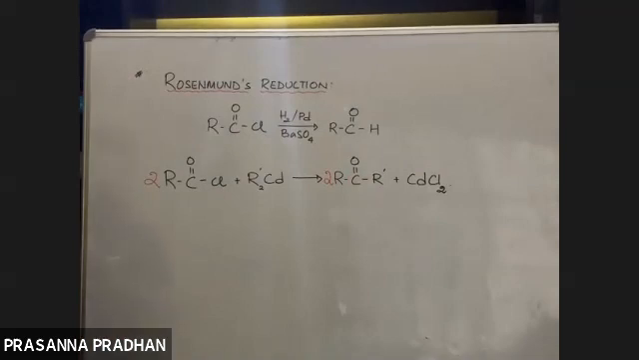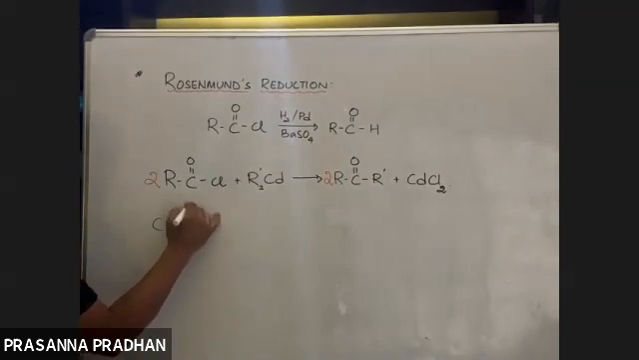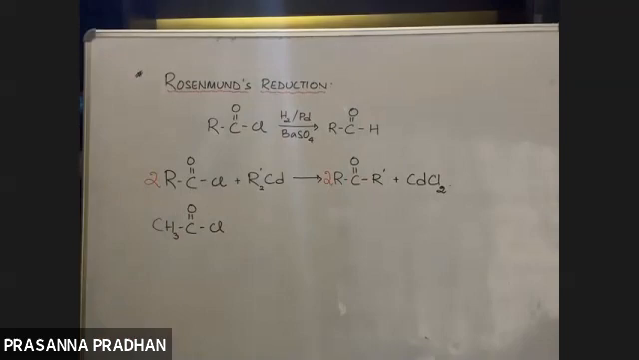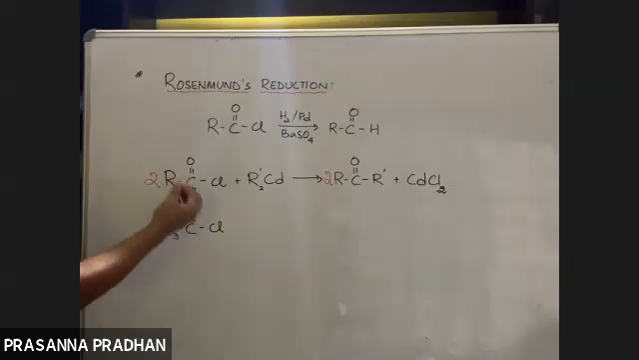As an example, say I start with acetyl chloride, an acid chloride. Now you tell me, this acetyl chloride can be obtained from which acid? We can prepare acetyl chloride from acetic acid, CH3COOH. Treat CH3COOH with SOCl2, and OH will be replaced by Cl.